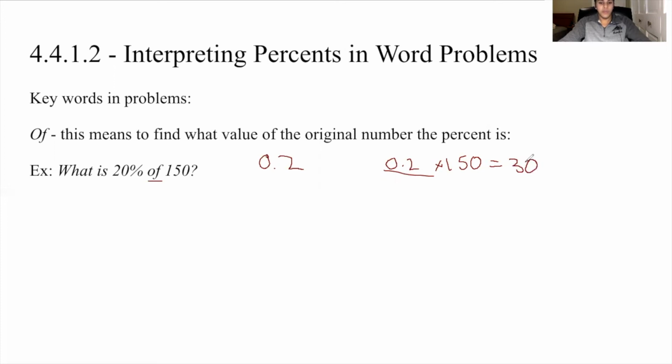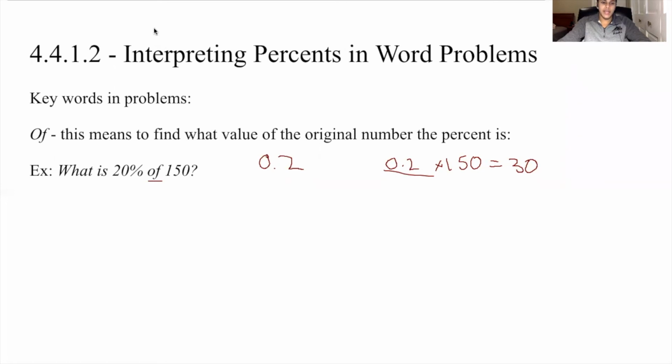And again, for Meat 4, you get calculators, so you can just do this in your calculator. So any number or any percent of another number means you convert it to the decimal and then multiply that decimal by the number that you're finding the percent of.